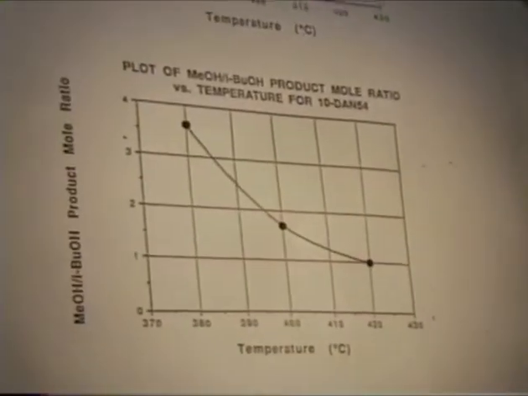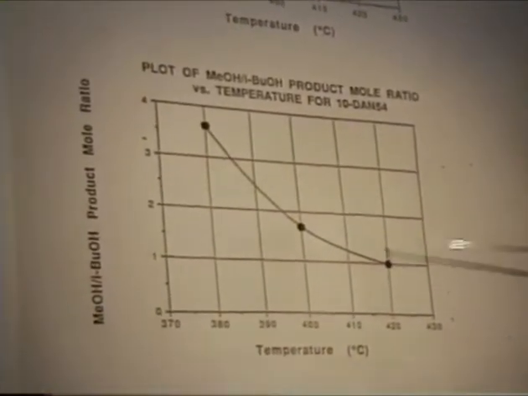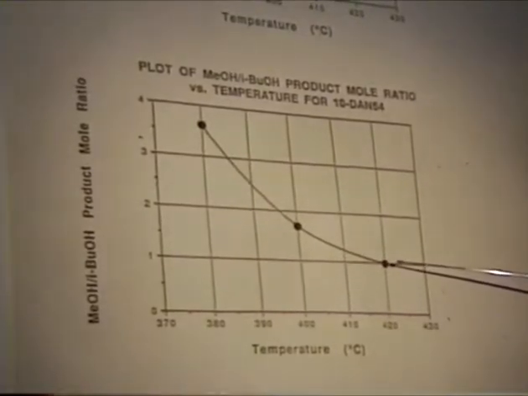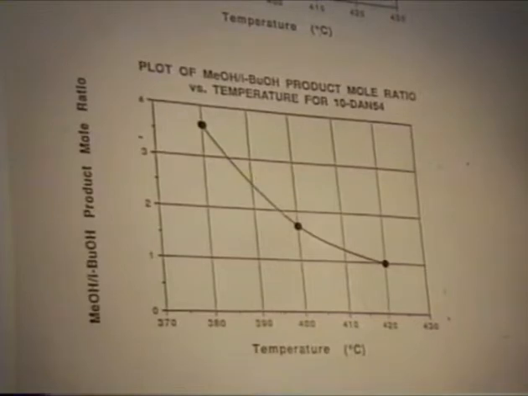But we do see the expected drop in the methanol to isobutanol mole ratio, and here at 420 degrees, we are in fact making a 1-to-1 mole mix of methanol and isobutanol.